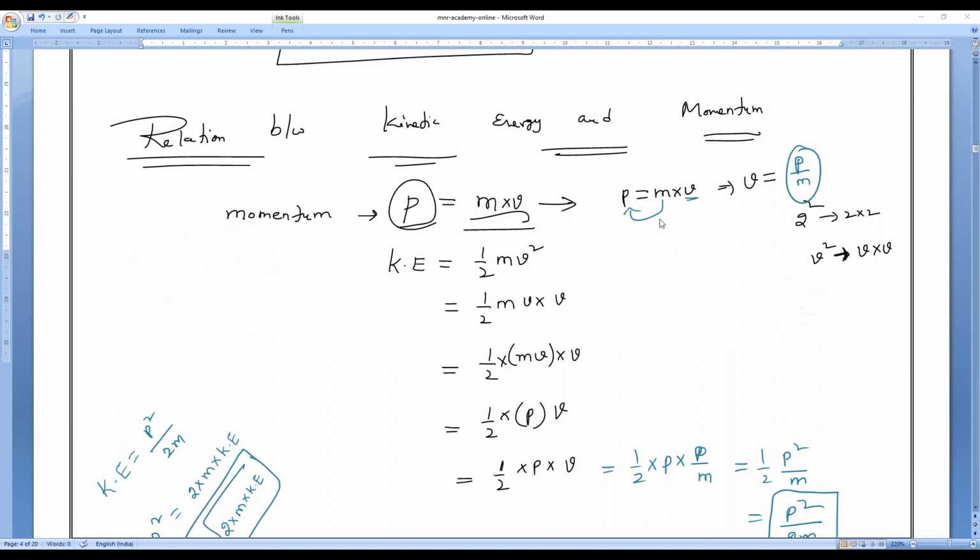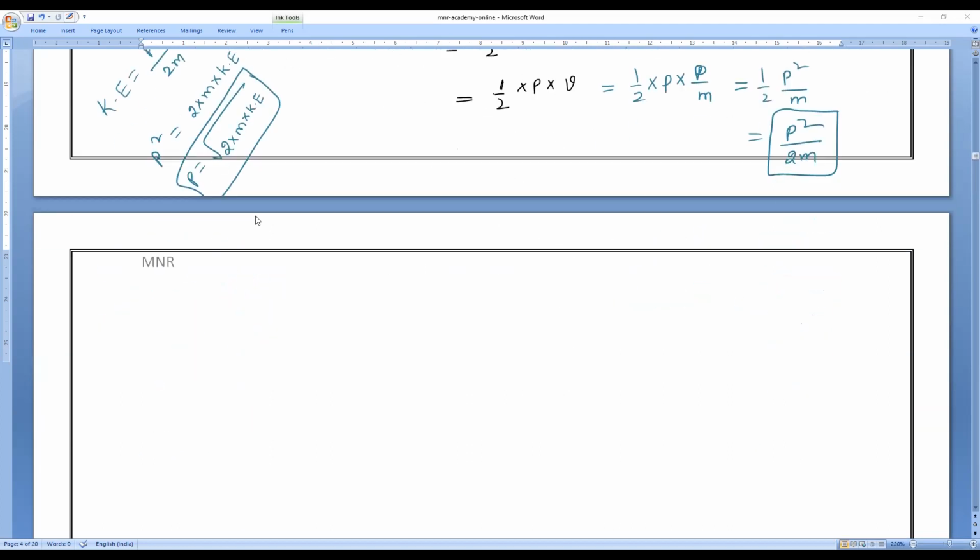Yes, sir. Now, let us go with that. Now we are going to prove a concept, the most important one, which is the law of conservation of energy.